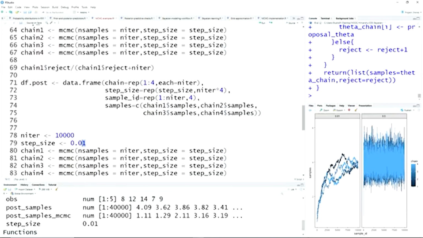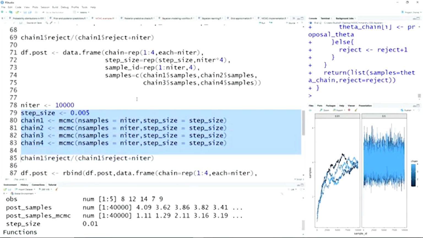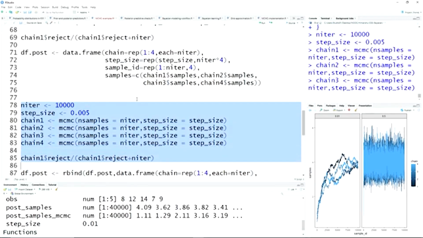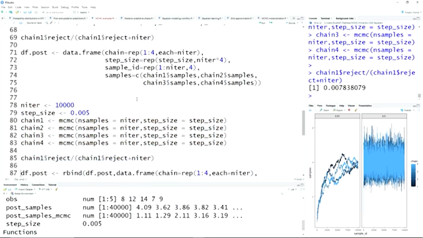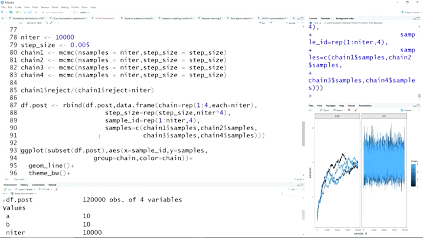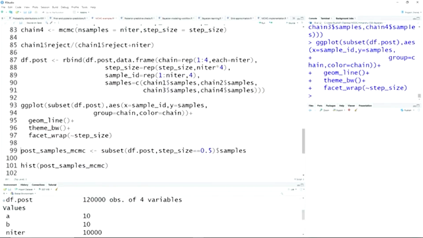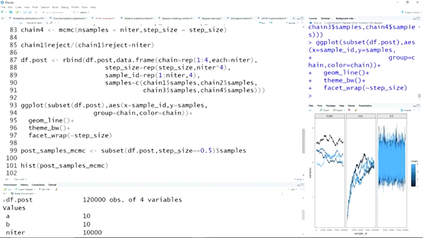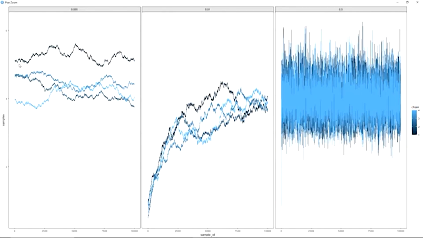And a step size of 0.005. Let's see. See, now the rejection rate is 0.7%. That's too low. Just bind it and let's draw the plots. Okay, now you can see, now chains are initializing at the top part as well. So see, these ones are initializing here.